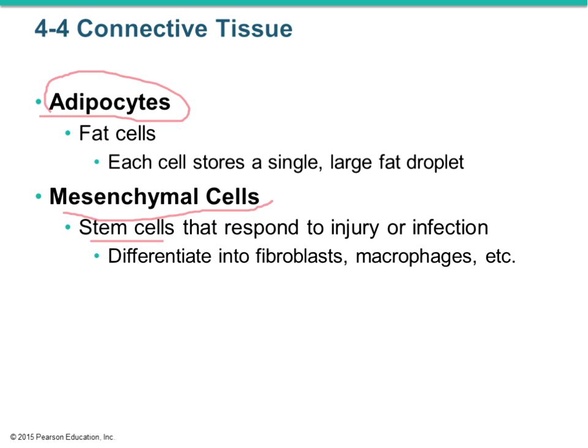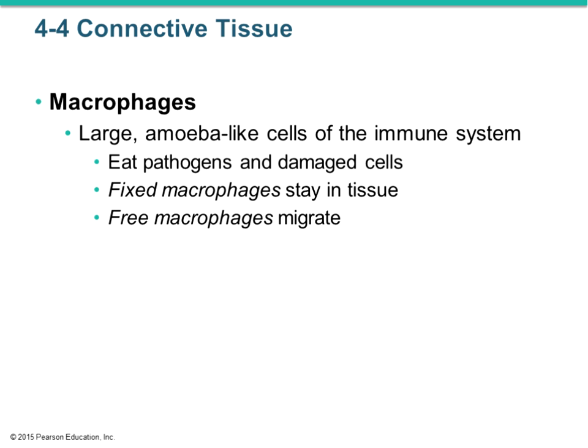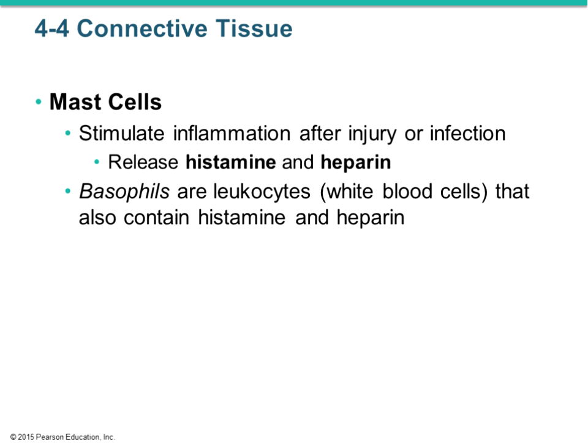We'll see mesenchymal cells, which are stem cells that are great because they have the ability to differentiate into other types of cells as needed. Often at a time of injury or infection, mesenchymal cells will migrate to the site and can differentiate into fibroblasts or macrophages, again, whatever is needed at that time. Macrophages are cells of the immune system, sort of the Pac-Man of the immune system, right? They actually have the ability to eat and consume pathogens and damaged cells, and they typically migrate around for the most part throughout the body to wherever they're needed.